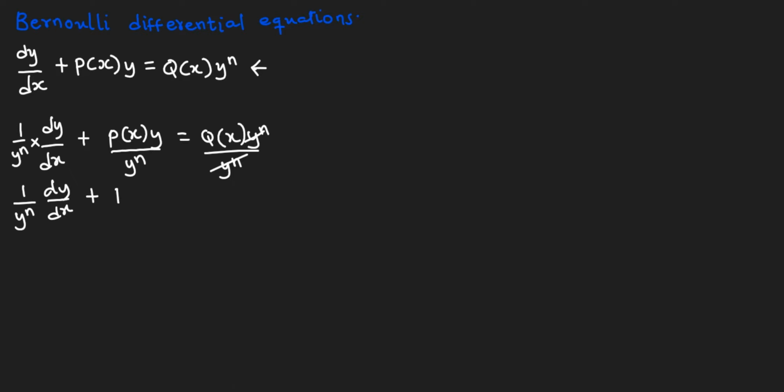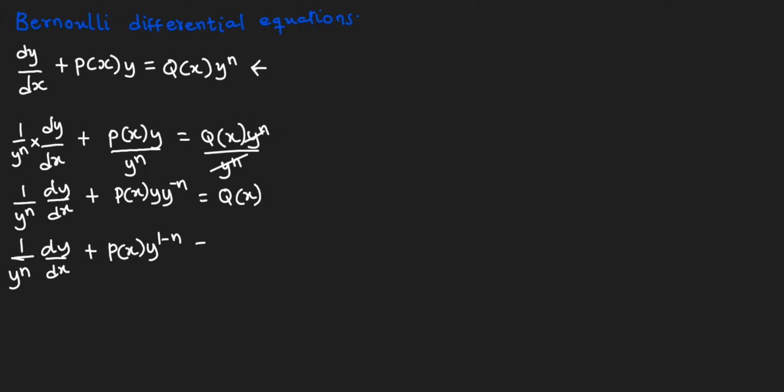plus p of x multiplying y. And I'm not going to write it in fraction form, so I'm going to have y to the power minus n, equal to q of x. So I will further write this as 1 over y to the power n dy/dx plus p of x multiplying y to the power 1 minus n, and this should be equal to q of x.